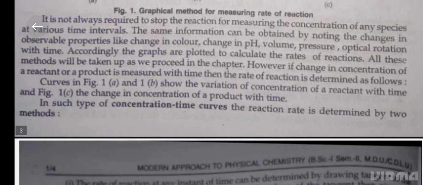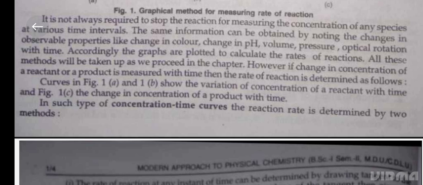It is not always required to stop the reaction for measuring the concentration of any species at various time intervals. The same information can be obtained by noting the changes in observable properties like change in color, change in pH, volume, pressure, optical rotation with time. Accordingly, the graphs are plotted to calculate the rates of reactions. All these methods will be taken up as we proceed in the chapter.